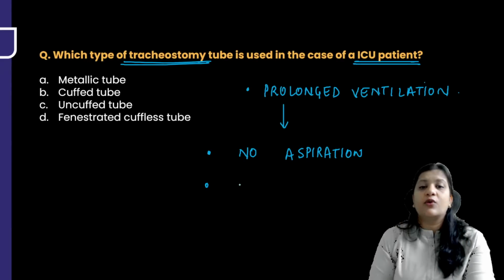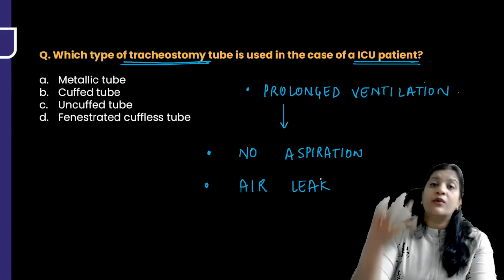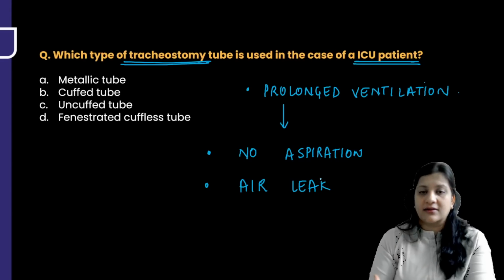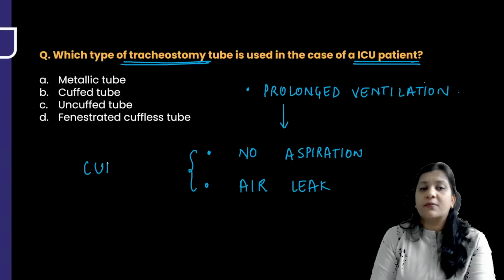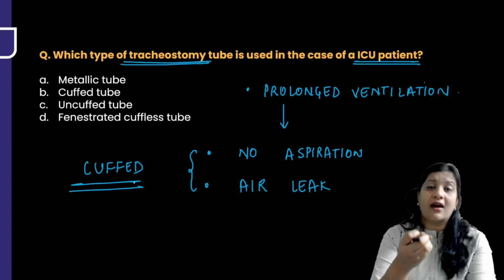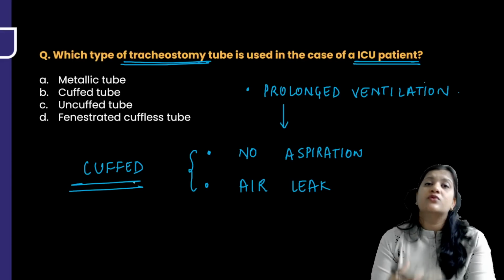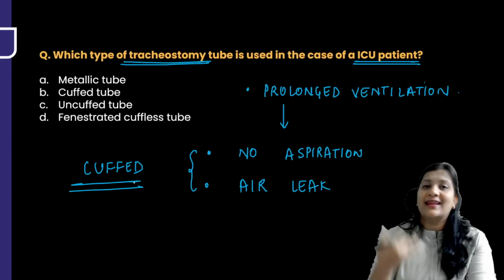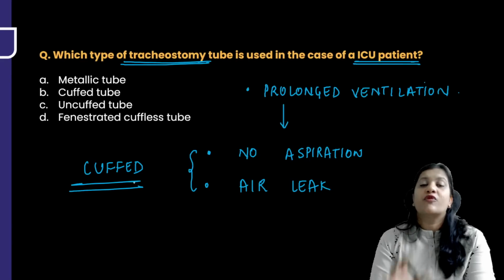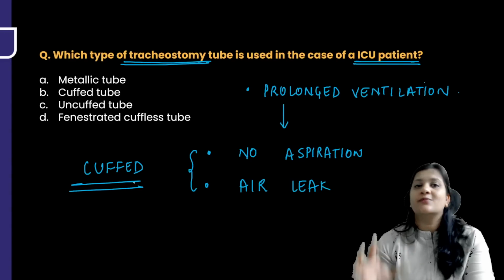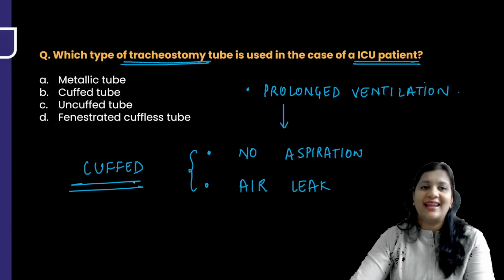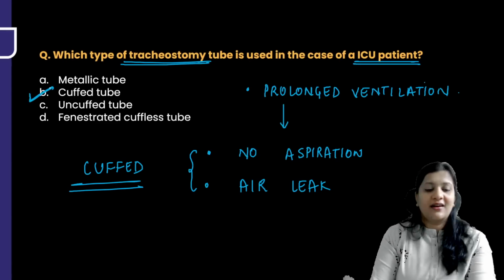The second thing that we do not want is air leak around the tube, because then the ventilator will have to work too much to give the tidal volume to the lungs. So we don't want air leak, we don't want aspiration. Both of these purposes are served by a cuffed tracheostomy tube. If you have an uncuffed tube, the air will leak, aspiration can occur. If you have a fenestrated tube, which we usually use for voice production, again there will be an air leak. Hence we do not use them for an ICU patient. It is used only in times of weaning from the tracheostomy tube, or if we are planning decannulation. Otherwise we always use a cuffed tube.